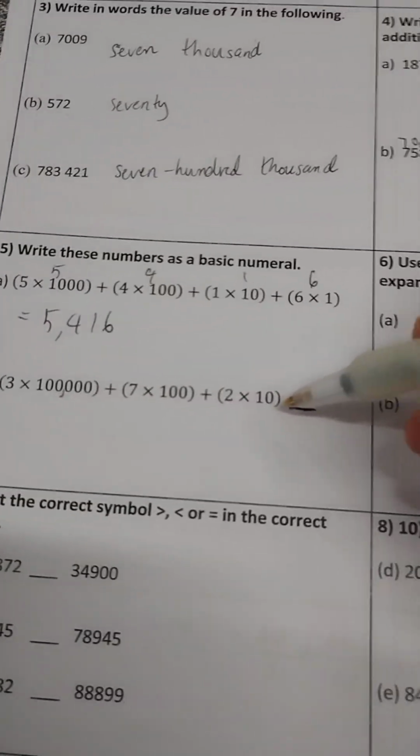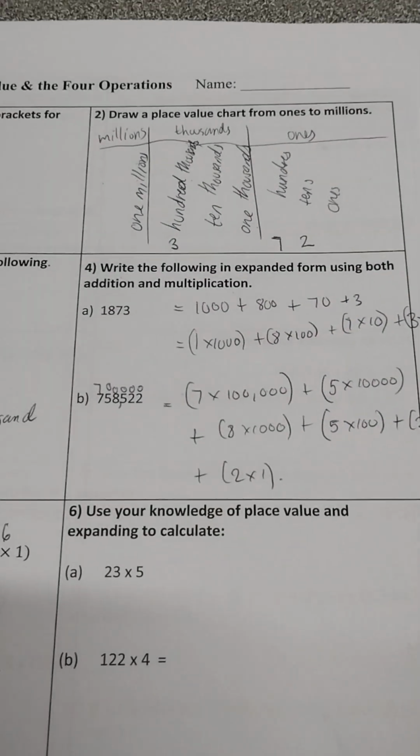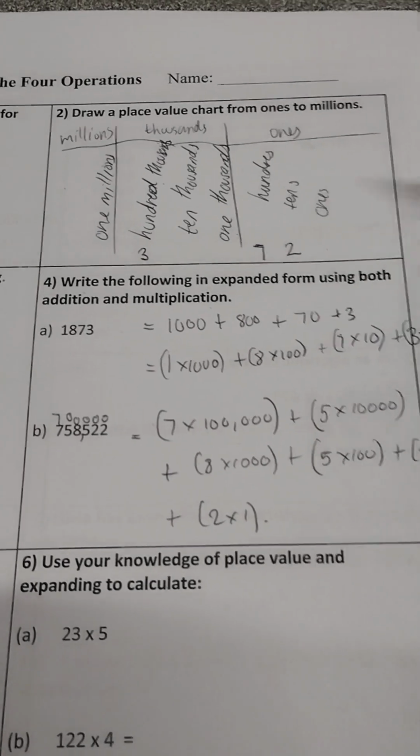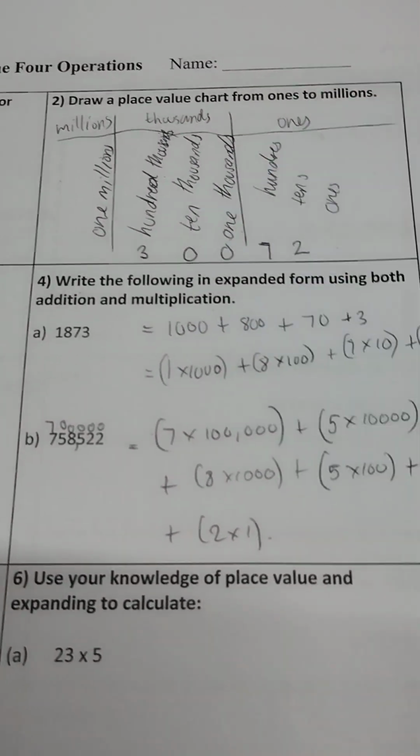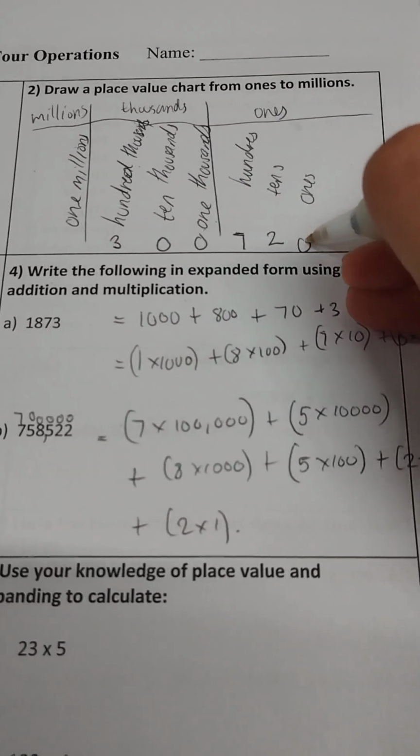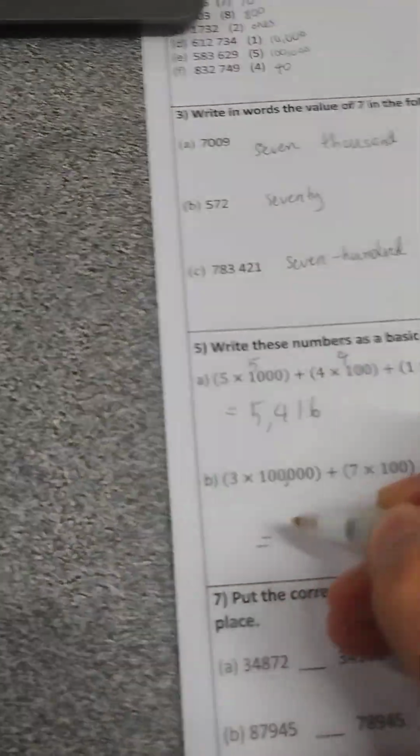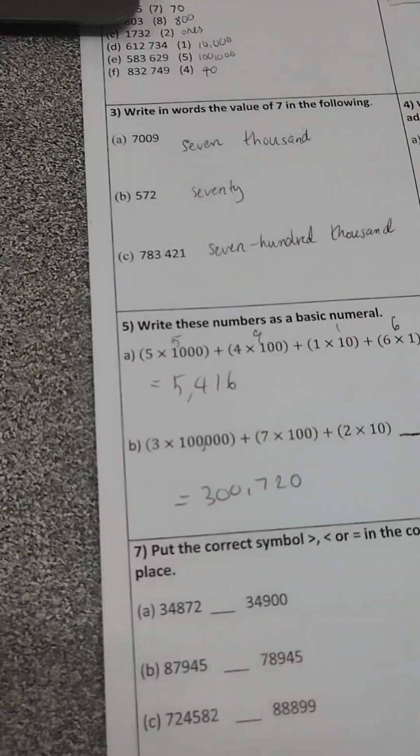In the tens, I've got 2 tens. So there's 2 tens. And that's all I have. That means in every other space below the 3, I need zeros. So there's 0 10,000s. There's 0 thousands and 0 ones. And there's my number, 300,720. So 300,720 would be my number.